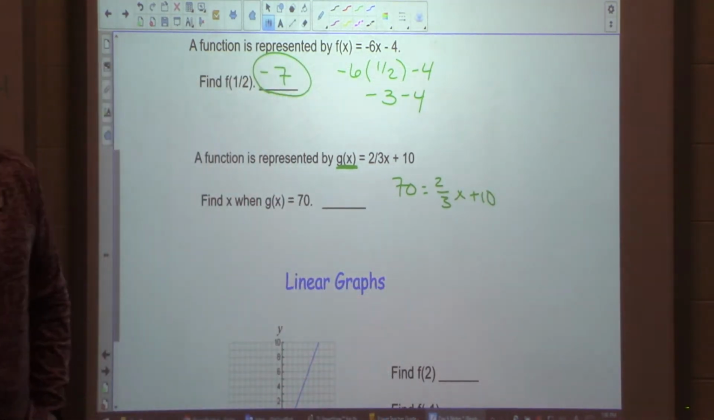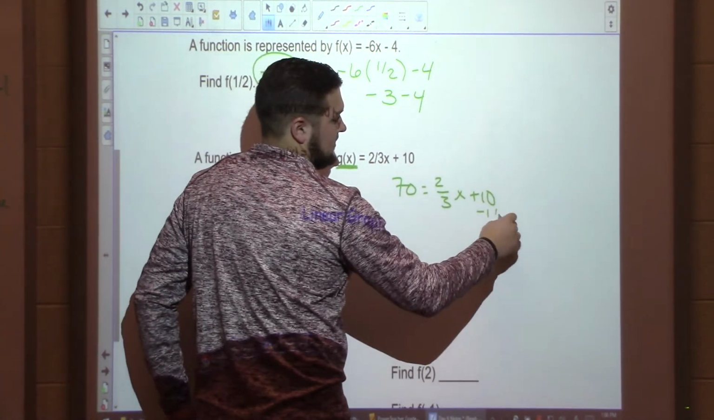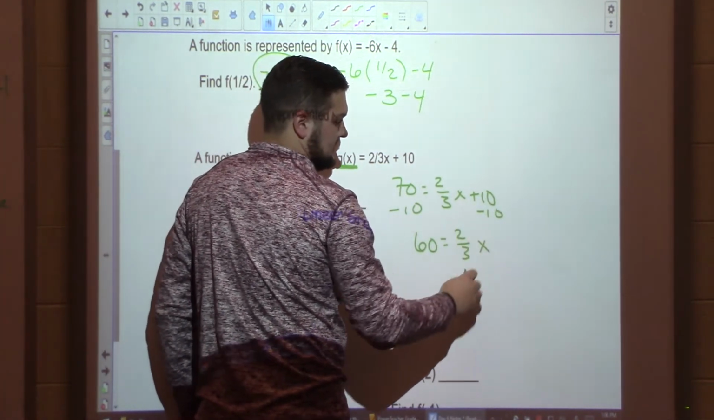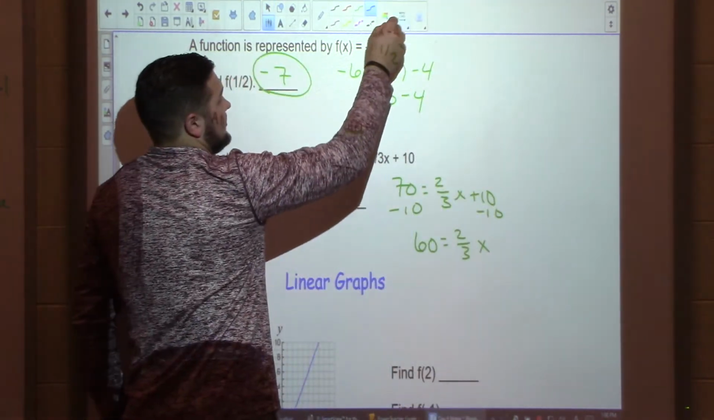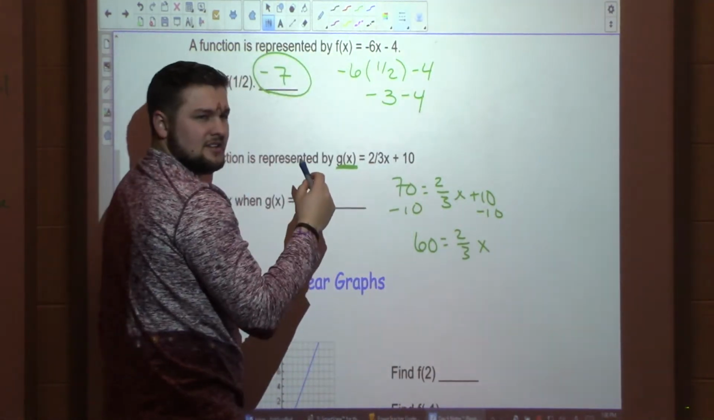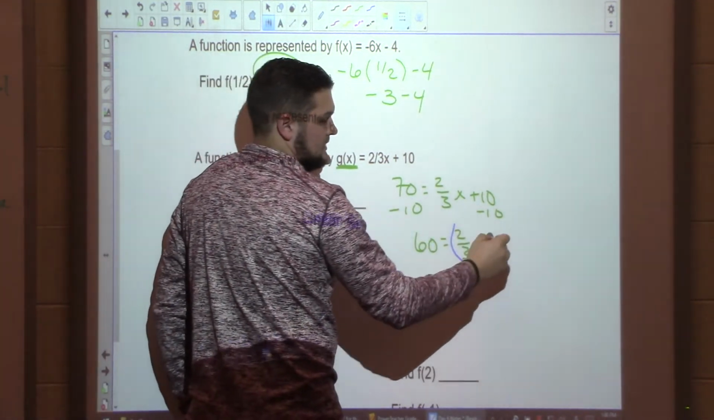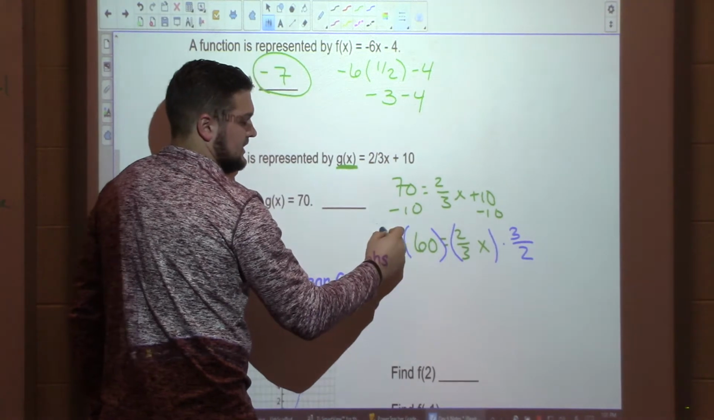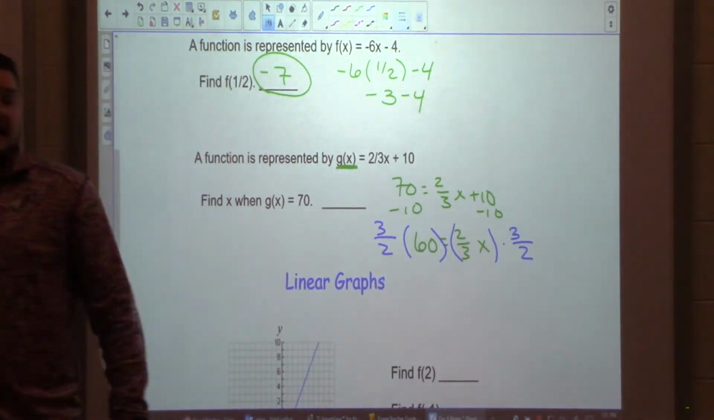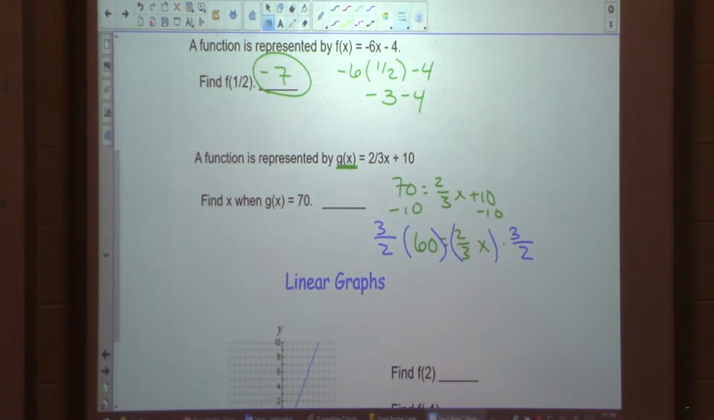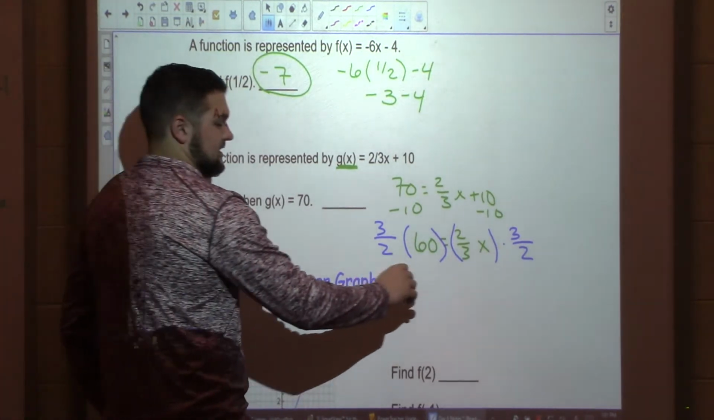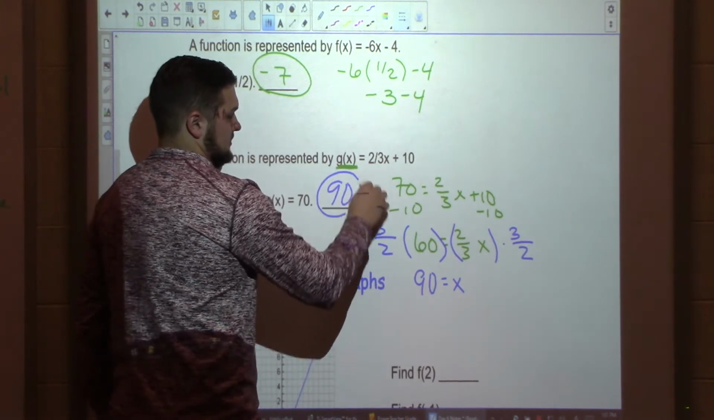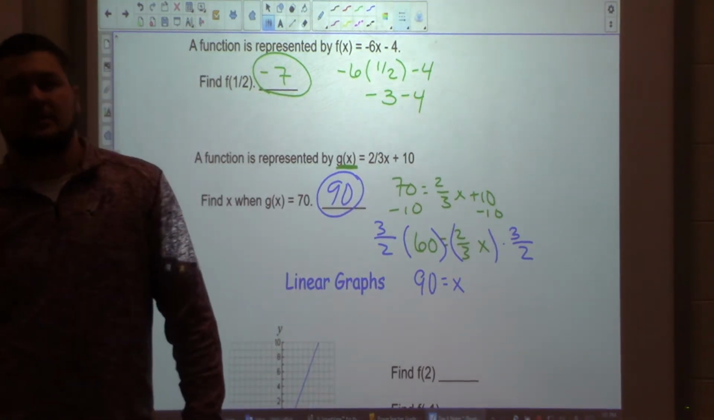And then solve it. Subtract 10. 60 equals 2/3 x. And remember, can I divide by a fraction? No, so I multiply by the reciprocal. Very good. So times 3 halves. 3 halves times 60 will give us 90, equal to x. Wait, why can't you do 2/3 times 70 plus times?